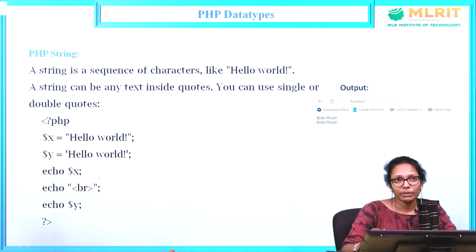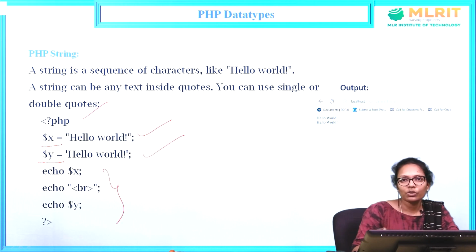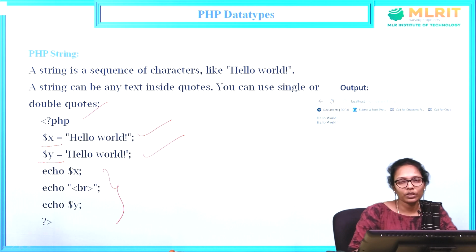So one is the PHP string. Strings are declared within double quotes or single quotes in PHP. Here in this program, we are taking two strings. One is $x, which I am declaring within double quotes, and $y, which I am declaring within single quotes. So you can simply print the values. You can use double quotes or single quotes to display the strings.